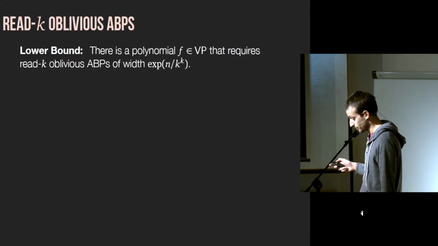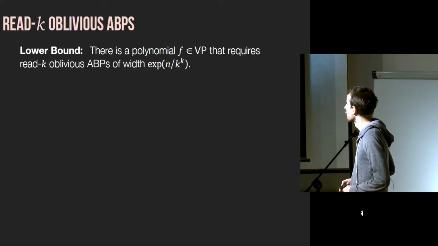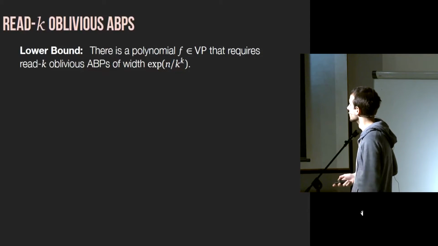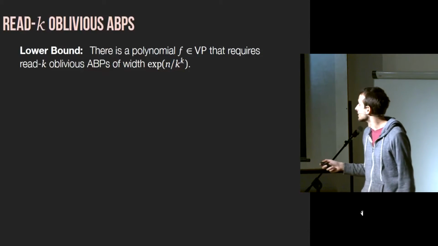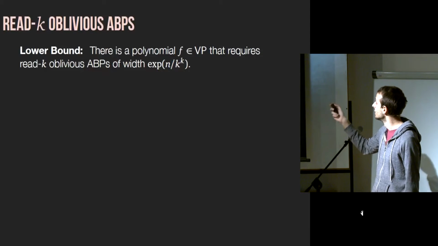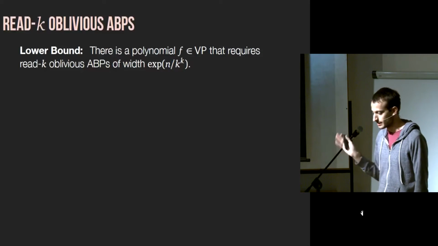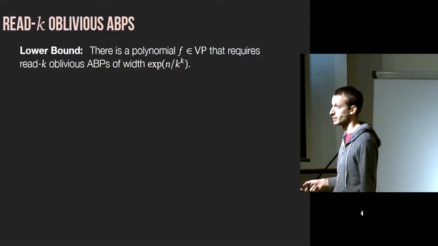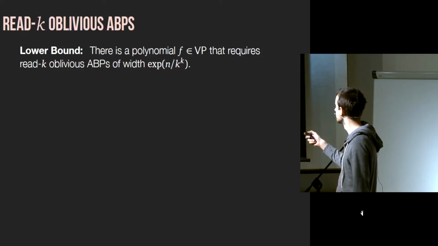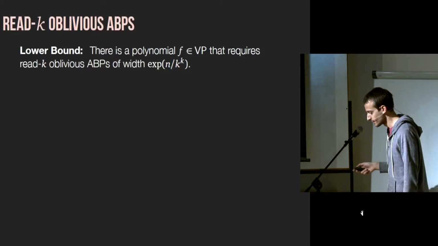So what I will talk about today are the results for read-k oblivious ABPs. We can show a lower bound which is just slightly worse than what we know for Boolean models. We can give a very simple polynomial, which has multilinear depth-three circuits, but if you want to compute it with a read-k oblivious ABP, the width must be exponential in n over k to the k.